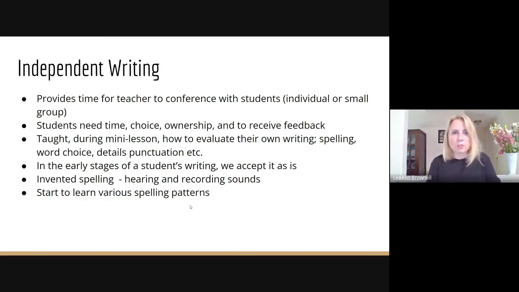So during the mini lesson, they're taught how to evaluate their own writing. So thinking about, looking at spelling, word choice, details, and punctuation. And in the early stages of students' writing, we're just going to accept it as is. So if they're still using invented spelling, that's important, they're starting to practice with hearing and recording sounds. And then they're going to slowly start to learn how to spell using different spelling patterns, I should say. So these are some of the things that we can be focusing on.